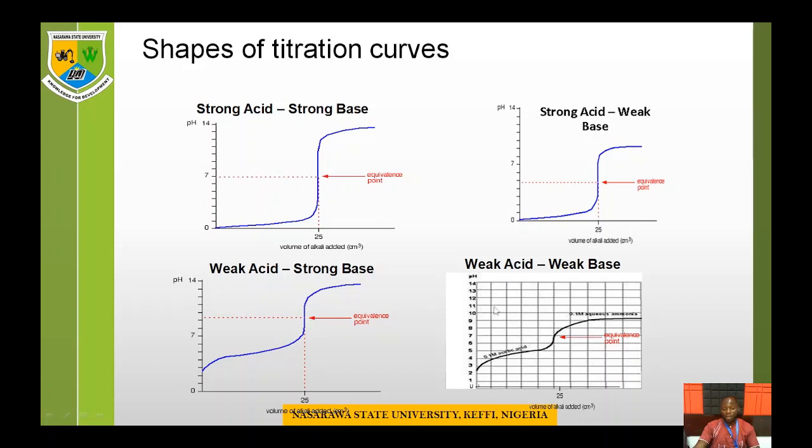base. Then a weak acid against a weak base, it is an entirely different pattern here, where you have the equivalent point at a pH that is almost 7. So the implication here is that more of the acid and more of the base are required to bring the reaction to the end point.